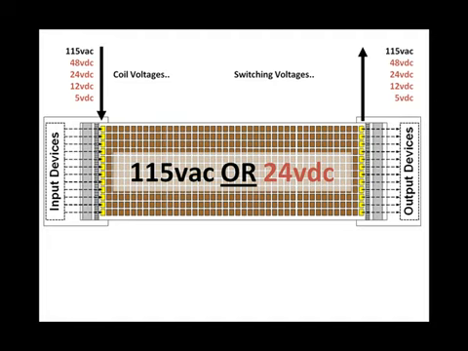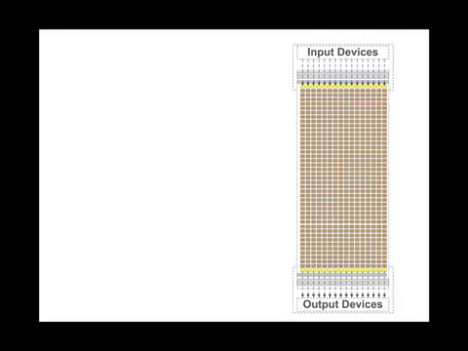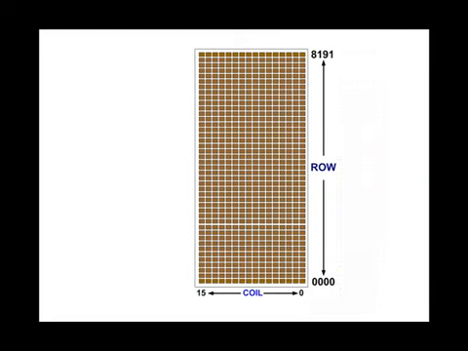We have relays 0 through 15 in each row, and then we have 8,192 rows, or 8K of rows, starting with row 0 and ending with row 8,191. Since all memory locations start with 0, you always subtract 1 from the quantity to get the highest address. So if there's 8,192 rows, and you start with row 0, the last row will be 8,191.